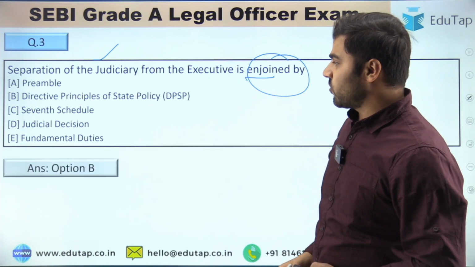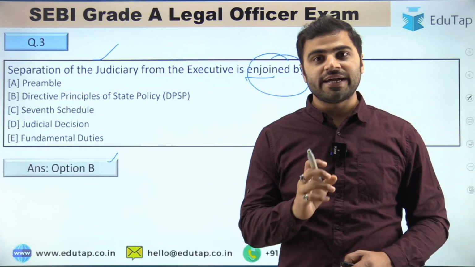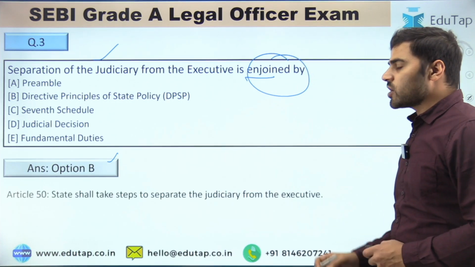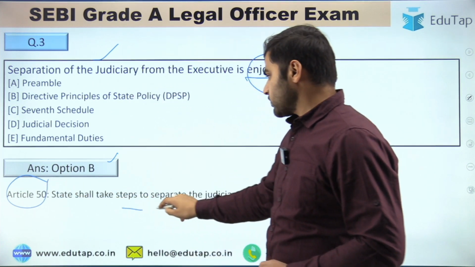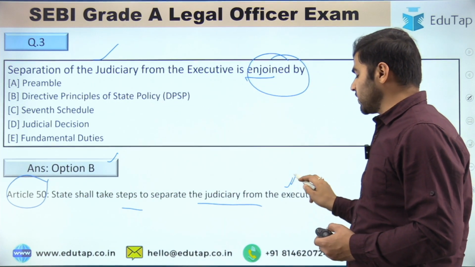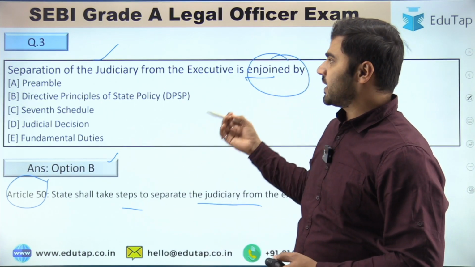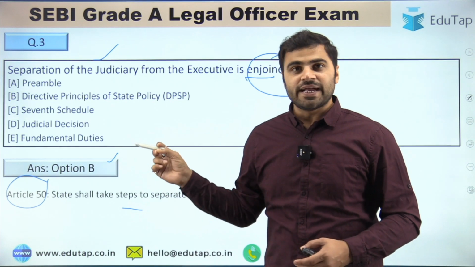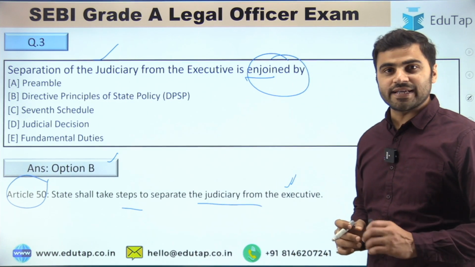So the right answer for question number third is option B, that is Directive Principles of State Policy. If we talk about Article 50, Article 50 states that states shall take steps to separate the judiciary from the executive. So basically it is a part of Article 50, which in turn is a part of the Directive Principles of State Policy. That is why B is the right answer here. So I hope you are getting the clarity.